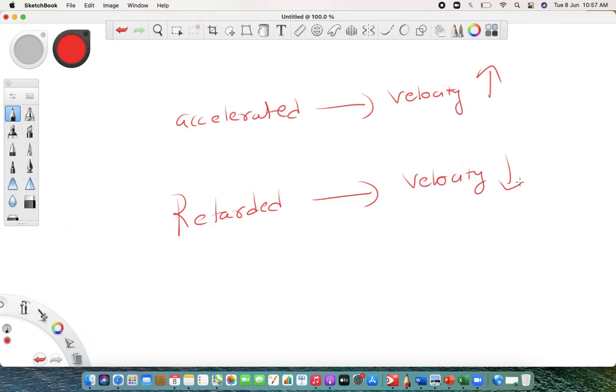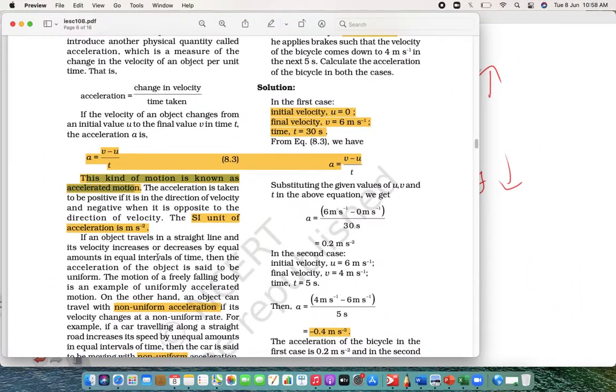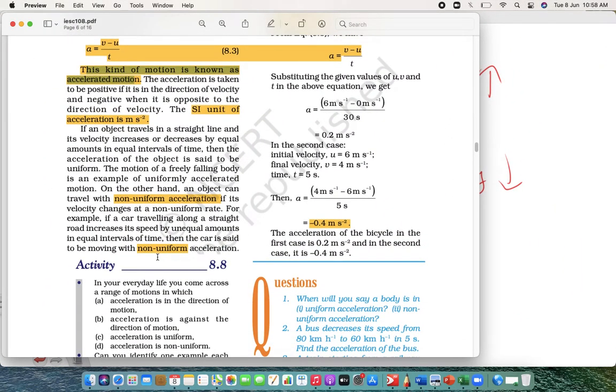In retarded motion, for example, you are going at 100 km per hour and then you apply brake, your speed will slowly decrease to 80, 60, 40, 20. So that is the retarded motion. In both cases, the velocity is changing, but in accelerated motion, your velocity is increasing. In retarded motion, your velocity is decreasing. Okay. So in non-uniform motion, you can see these things, right?